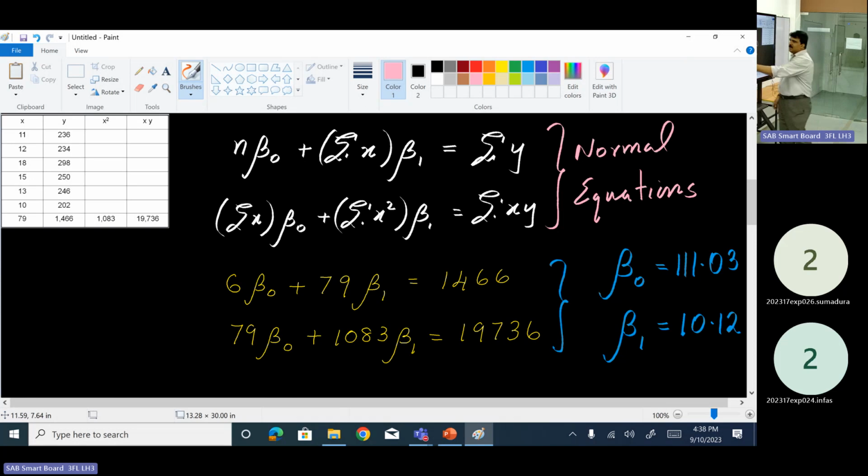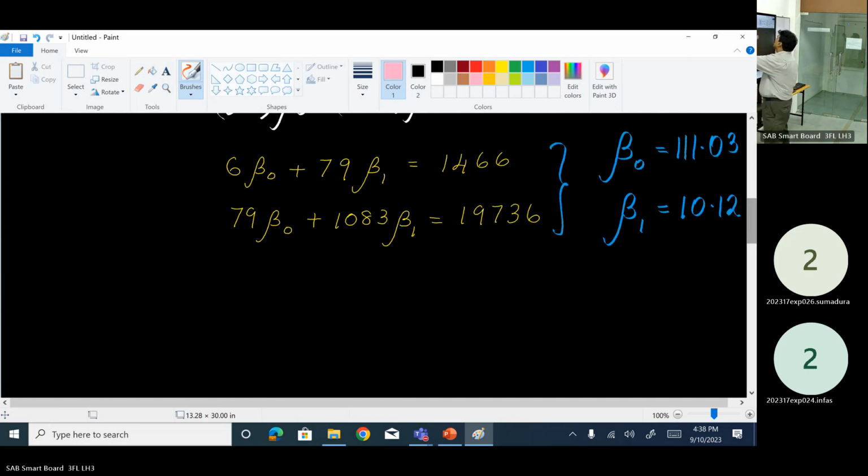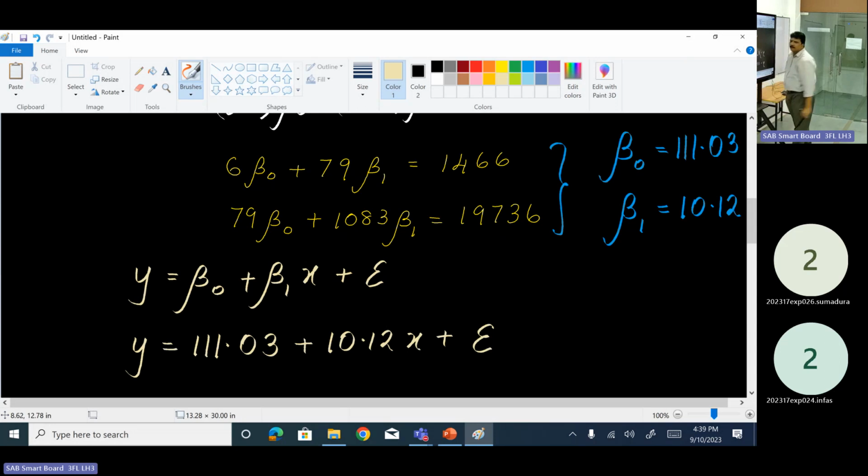So now what? After getting these, now you can write down the model. So what is the model? Y equals beta naught plus beta 1 x plus the error term. So now you plug in your values. Y equals beta naught 111.03 plus beta 1 is 10.12 x plus that error term.